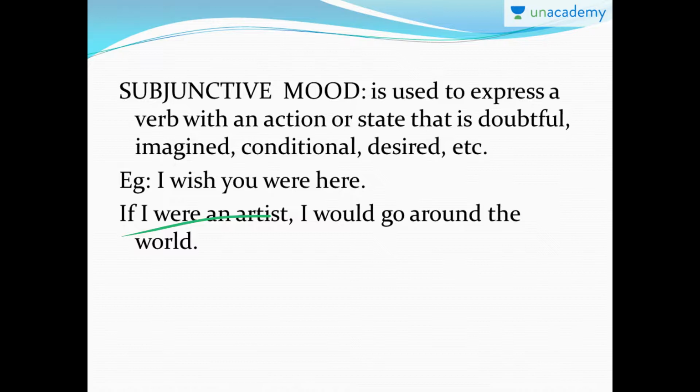First part is the condition. That is, the first condition is I have to be an artist. Only if I'm an artist, I would go around the world. That is what the sentence states. So if I were an artist, I would go around the world. This is very imaginary, right? So again, subjunctive. So in cases of imagination, doubtfulness, conditional sentences, desired sentences, we use subjunctive.